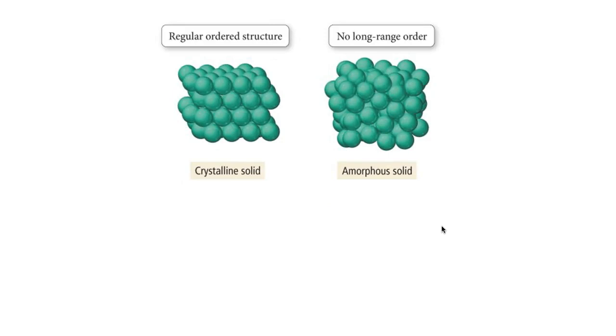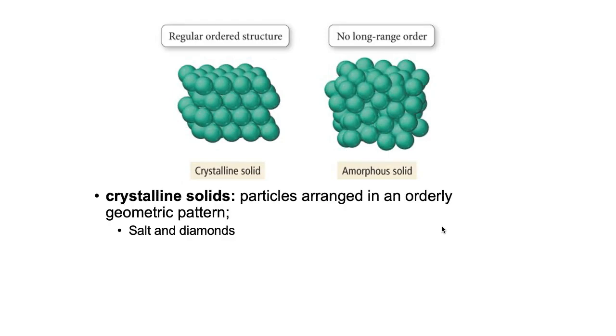Now checking out crystalline versus amorphous. In crystalline solids, the particles are arranged in an orderly geometric pattern, and examples are salt and diamonds, and we can see it up here. These particles are small, so they can be on the order of small molecules or ions or maybe even atoms. But as molecules get larger and larger, they lack that ability to line up very well, and you wind up with this amorphous state, which really means without shape.